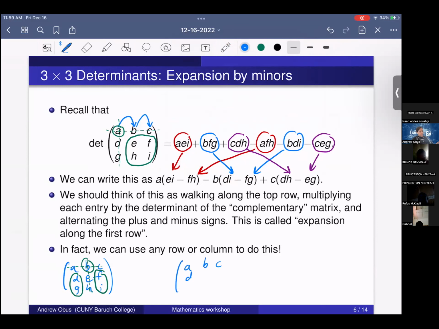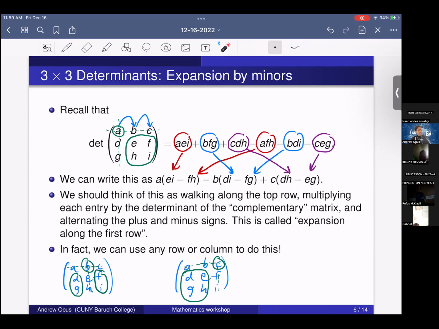And then likewise, I'll just draw the same thing for C. So A, B, C, D, E, F, G, H, I. If I take C and I eliminate its row and its column, then I have this last complementary matrix right here, which is DEGH, and its determinant is DH minus EG. So I get that here. So this is one way of rederiving this formula for the determinant.